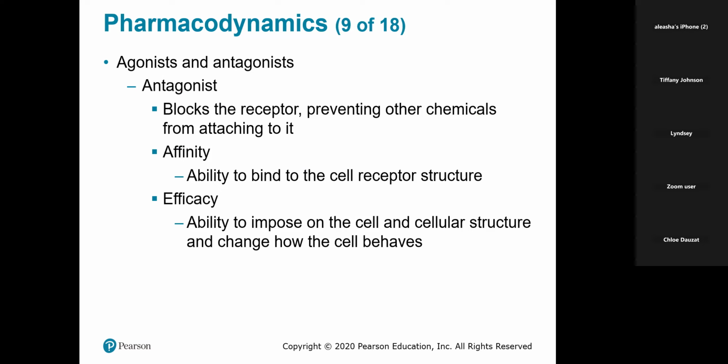There are two terms you need to be familiar with when we talk about antagonist drugs, and that is affinity and efficacy. Affinity refers to the ability to bind to the cell receptor structure, and efficacy refers to the ability to impose on the cell and cellular structure and change how the cell behaves.